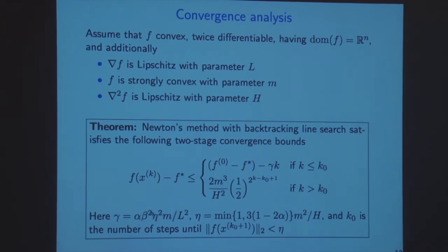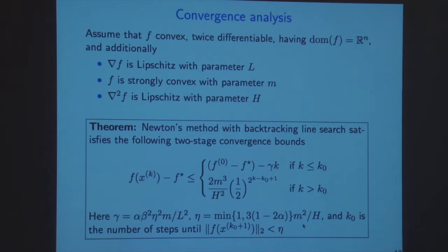These constants can actually be made all fairly explicit. So gamma is alpha beta squared times eta squared m over L squared. Remember, m is the strongly convex parameter and L is the Lipschitz parameter. So if the function is poorly conditioned, then gamma should be small. If m over L is small, gamma itself should be small. So we're not going to be able to decrease the criterion by much in every step of the first stage. And eta also depends on the condition numbers, this time of the Hessian, its Lipschitz parameter, its largest singular value. And it looks like this.